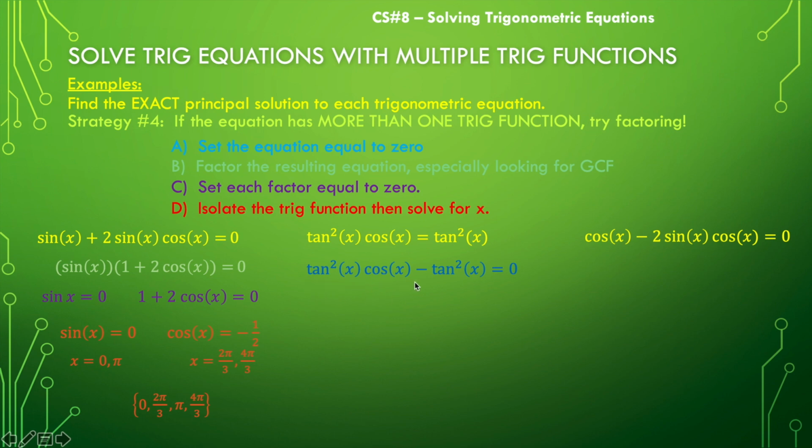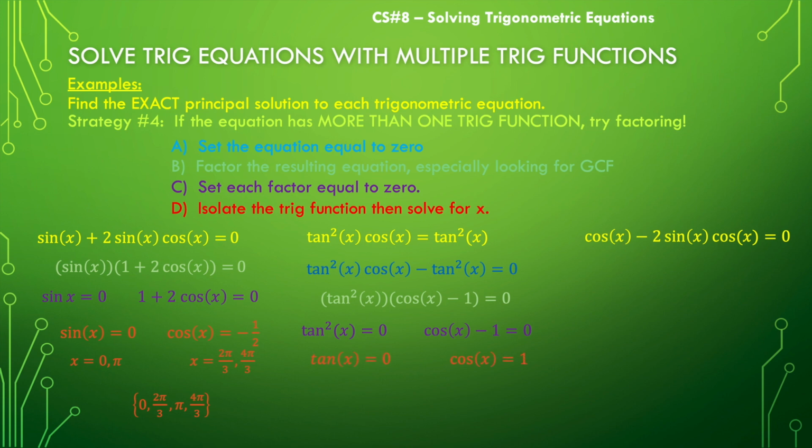If I factor it out of this first piece, I'll have a cosine of x left. And if I factor out of the second piece, I'll have just 1 left. So I'll end up with tangent squared of x times cosine of x minus 1. And if you're ever worried that maybe you didn't do this quite right, think about mentally just distributing it through. Tangent squared of x times cosine of x does get me this term, and then tangent squared of x times -1 gives me this term. Okay, perfect. So now let's set each of those factors equal to 0.